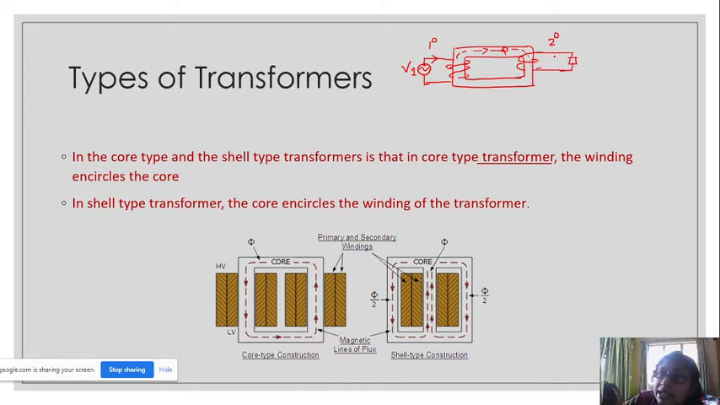In the secondary side, the loads are connected, and these connections are electrically isolated. Now when the flux is flowing through this core, you know the law of EMF, the law of magnetic induction: the rate of change of flux. That is a sinusoidal flux, so naturally the value of flux is changing.